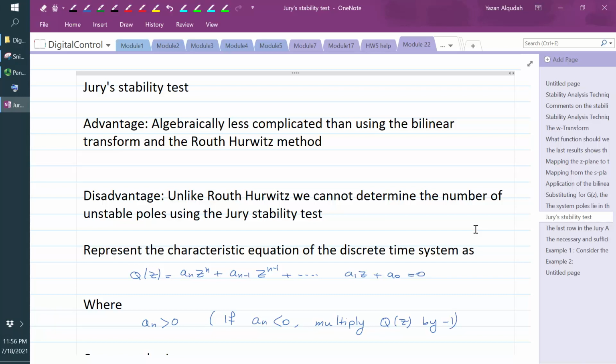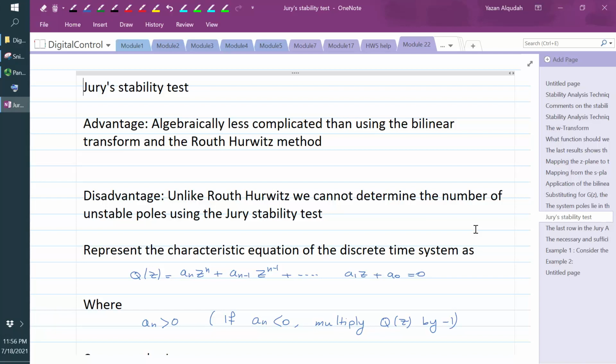And then after I did that mapping, I can apply Routh-Hurwitz, and that will tell me whether the poles that are mapped, if any of them are in the right half plane or whether they are all in the left half plane. And therefore, once I determine that in the w plane, that is equivalent to saying whether the poles are within the unit circle or outside the unit circle.